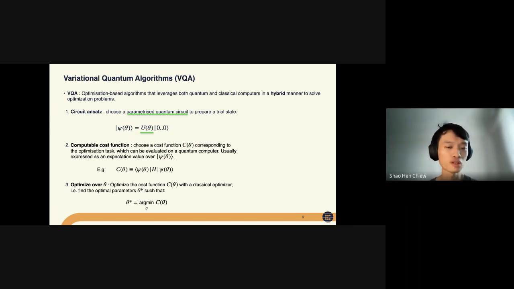Once you have these two things, what you will need to do is to optimize this cost function, either minimize or maximize it, depending on your task at hand, by varying the parameters theta. This is done with a classical optimizer. In mathematical form, what we want is to solve for the optimal values of this parameter, which we call theta star here, such that it minimizes this cost function.